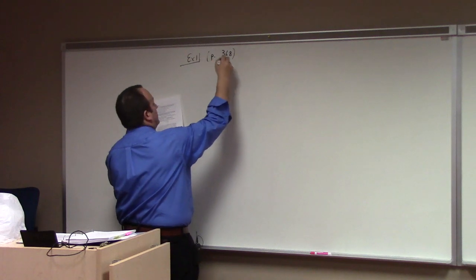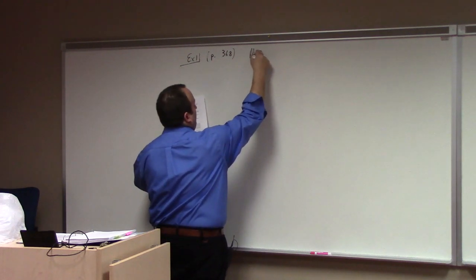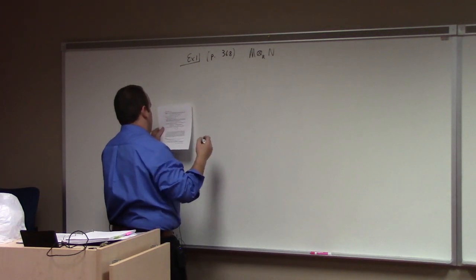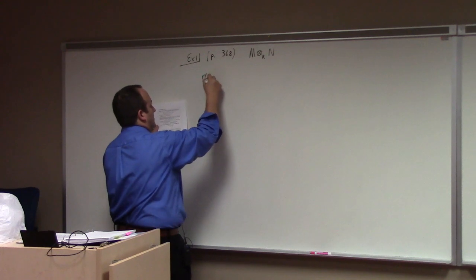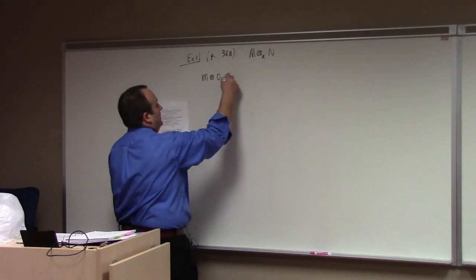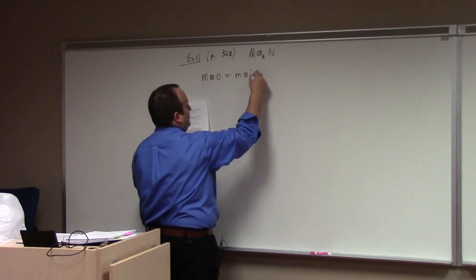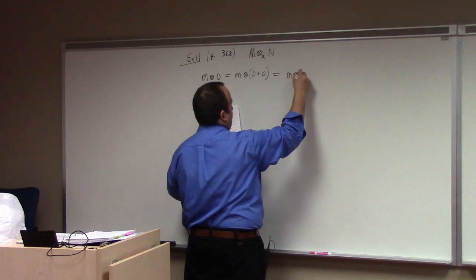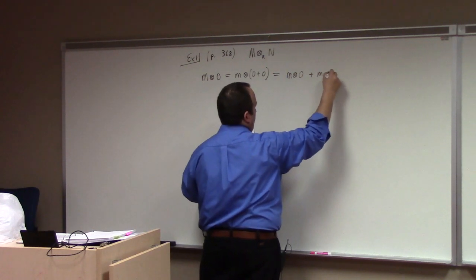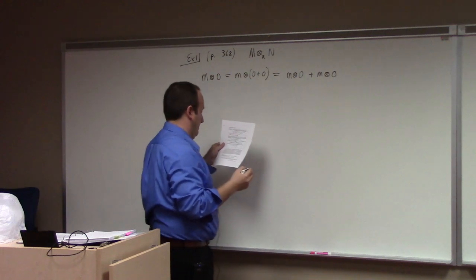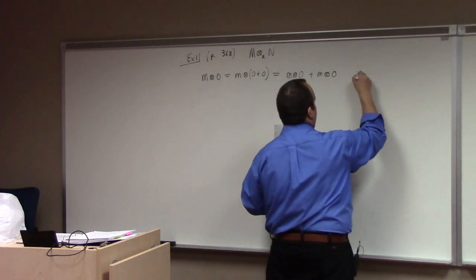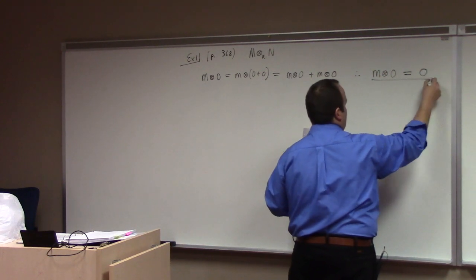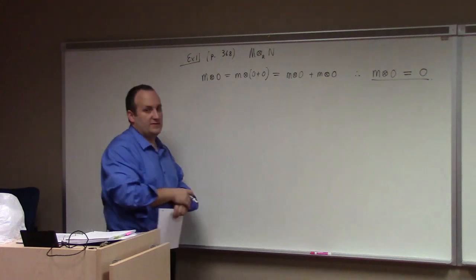Here we have an R-module M and an R-module N. We're looking at the tensor product over R of these things. Here's the calculation. M tensor 0 is M tensor (0 plus 0), which is M tensor 0 plus M tensor 0. And so therefore, what can we say about M tensor 0? It equals 0, right? So the tensor product of something with 0 is 0.